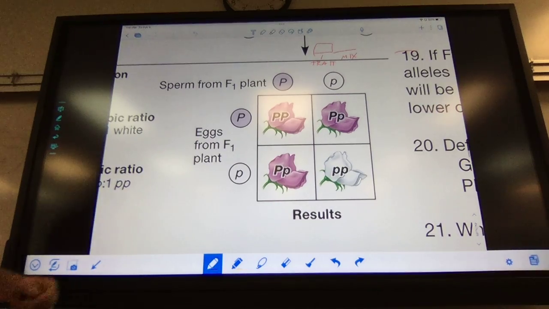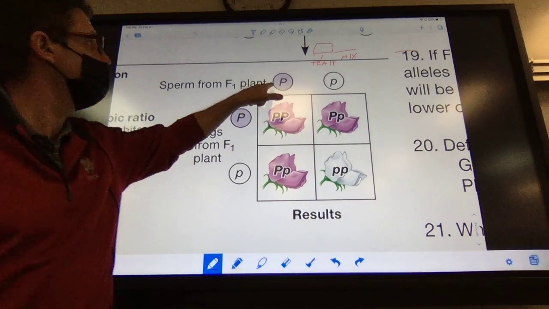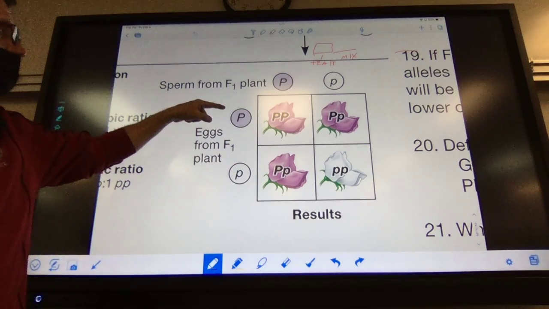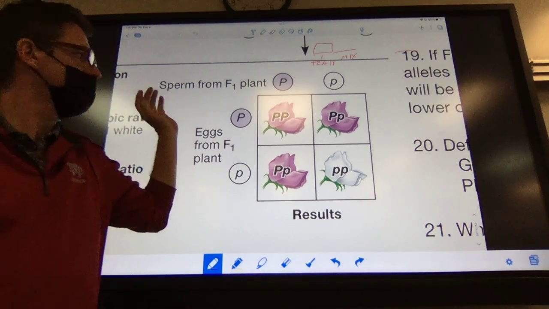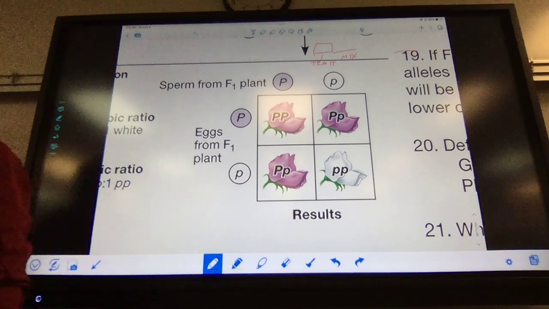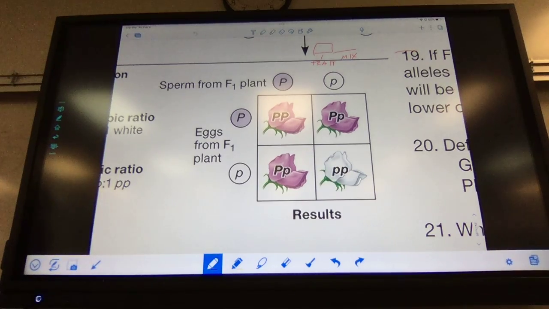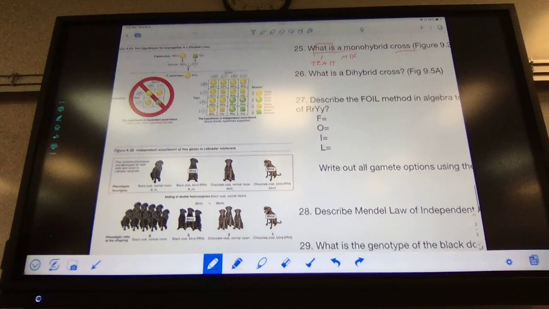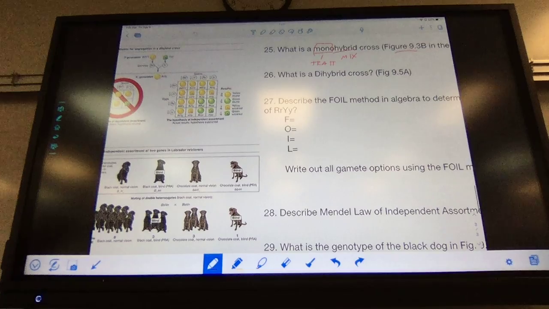This is a monohybrid cross. This is one parent. This is the male parent. This is the female parent. You cross two hybrids. That, for one trait, that's a monohybrid cross. So that was question number 25.